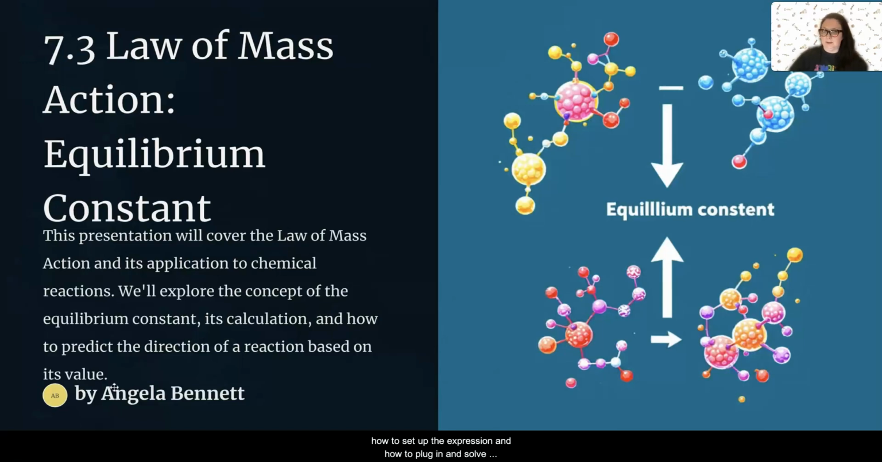Hello everyone, it is time to work on our 7.3 and 7.4, where we will be talking about our equilibrium constant and how to set up the expression and how to plug in and solve for our equilibrium constant value. Alright, so that is 7.3 and 7.4.